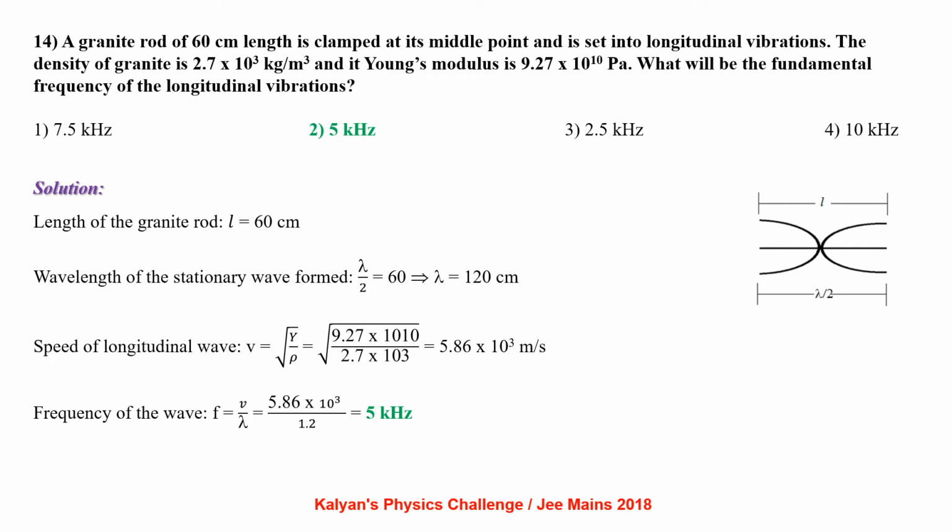Length of the granite rod L equal to 60 cm. Wavelength of the stationary wave formed is lambda by 2 equal to 60. From there lambda equal to 120 cm. Speed of the longitudinal wave v equal to root of Y by rho, which comes out to be 5.86 into 10 power 3 meter per second. So the frequency of the wave f equal to v by lambda, that is 5.86 into 10 power 3 by 1.2, which comes out to be 5 kHz.